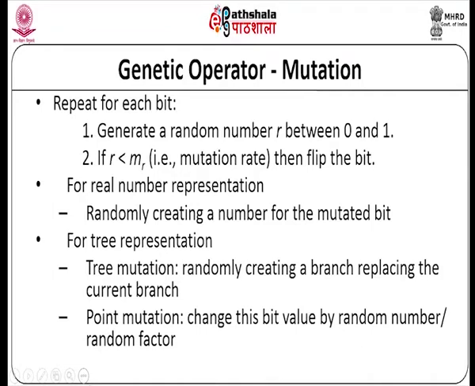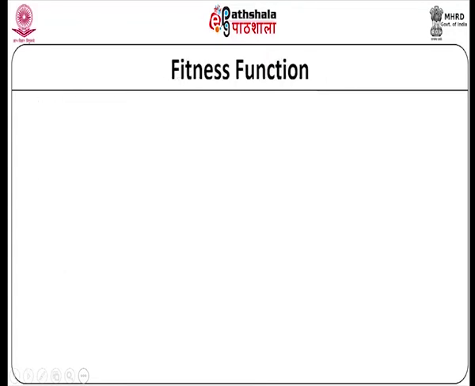Point mutation: change the bit value by a random number or random factor. Basically, what you are trying to do is, there will already be a bit from the parent, and instead of taking that as it is, you just change it, mutate it. You are introducing an error purposely. In binary, 0 becomes 1 or 1 becomes 0, real number randomly generate, tree again randomly generate.